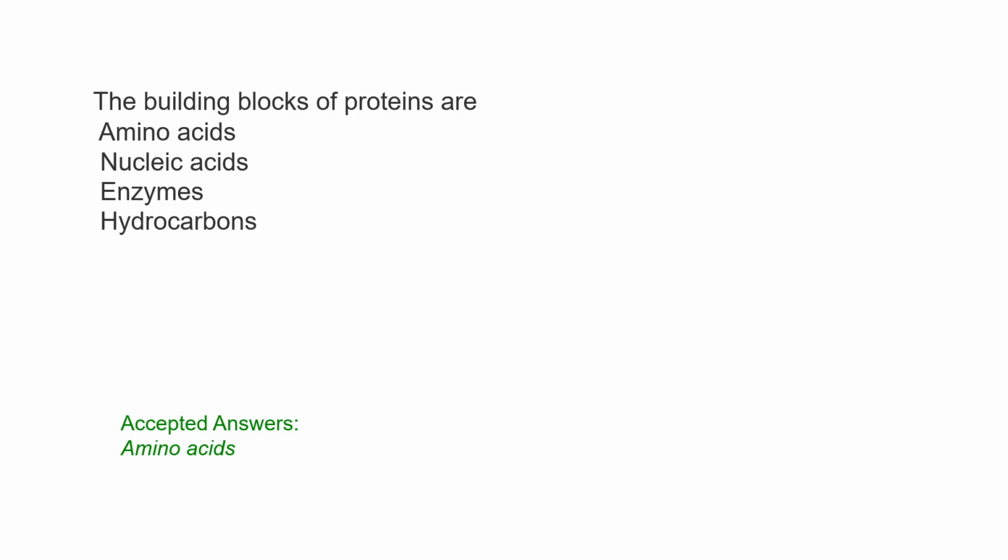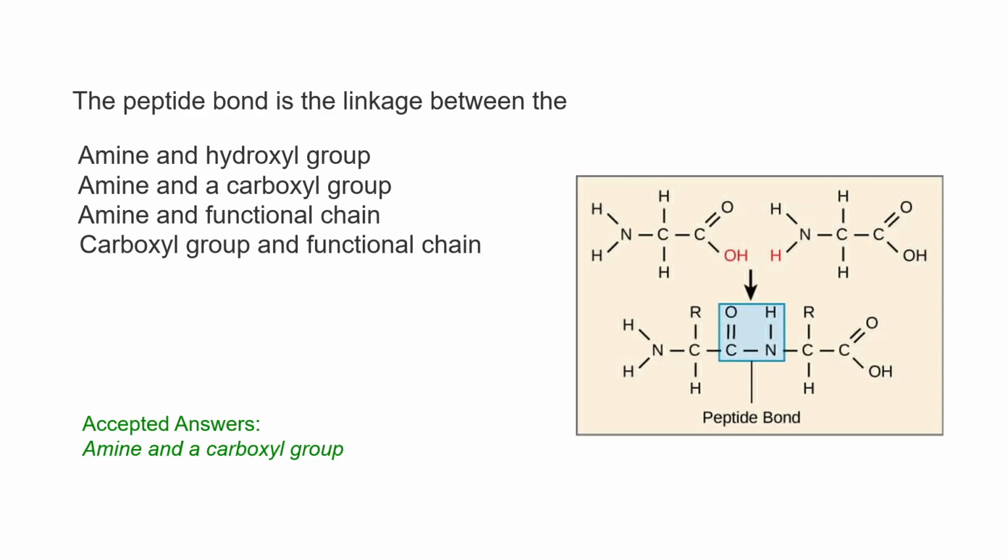So this was the first question. The building blocks of proteins are, the correct answer is amino acids. So proteins are polymers with each mer made up of amino acids. The second question was, the peptide bond is the linkage between. Here the second option, that is amine and a carboxyl group, will be the correct answer. So the end carboxyl group of one amino acid and the amine group of the starting amino group of the next amino acid, they form the peptide bond.